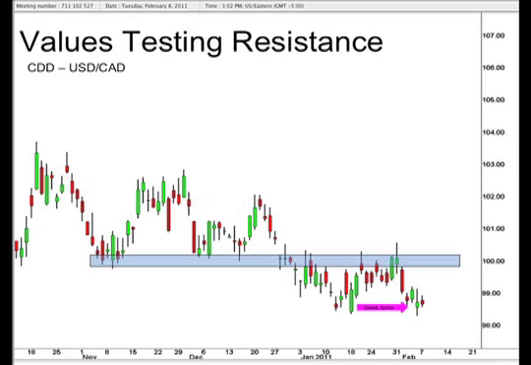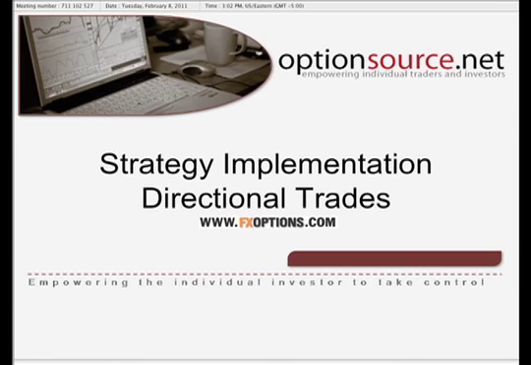So what happens is we can get markets, or in this case currency pairs, that are trading within a specific range, and there are a number of different option strategies that we can implement to take advantage of that as well.